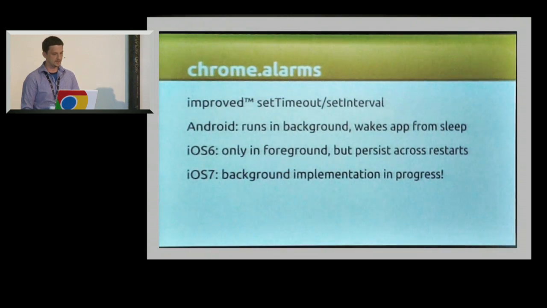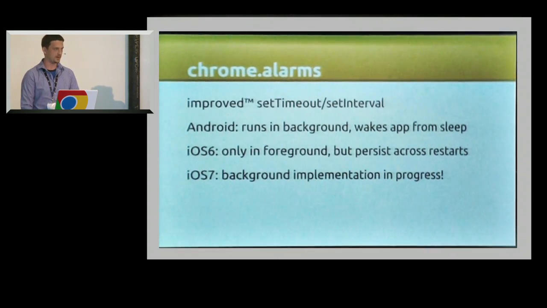The next one is Chrome Alarms, which is an improved setTimeout and setInterval. On Android, this will actually run actively in the background and will wake your application even if it's been closed, so you can do some more. On iOS 6, it only works in the foreground, and we're working on getting it to work in iOS 7 because you get this new time slice at the end.